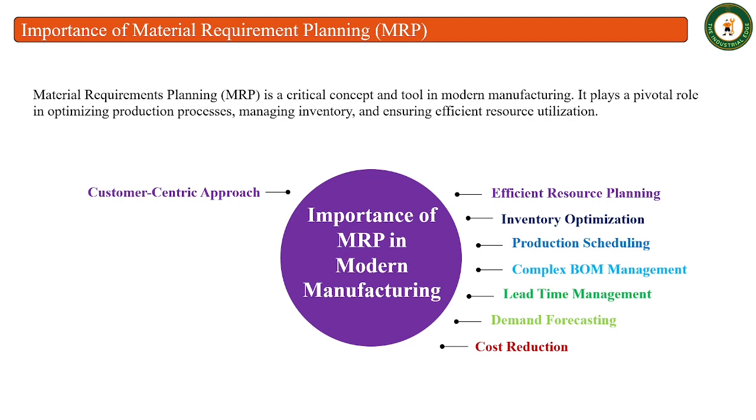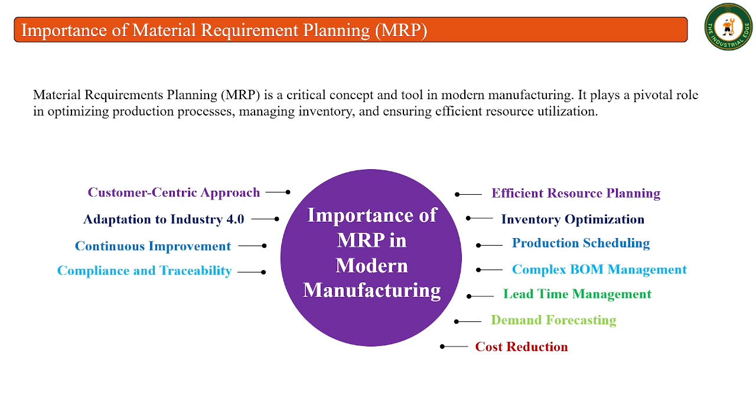MRP ensures products are available when customers need them, fostering loyalty and positive brand perception. Next importance, adaptation of Industry 4.0. Modern MRP systems incorporate IoT, AI, and data analytics to align with Industry 4.0 principles and enable smart manufacturing. Next importance, continuous improvement. By identifying bottlenecks and inefficiencies, MRP supports continuous process improvement initiatives.